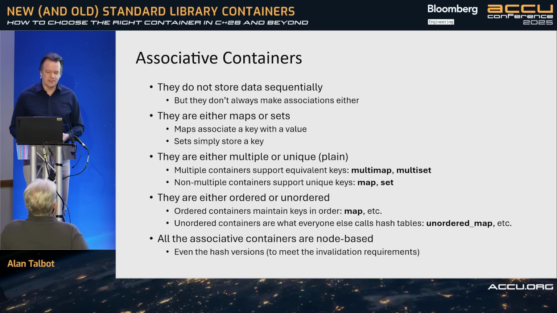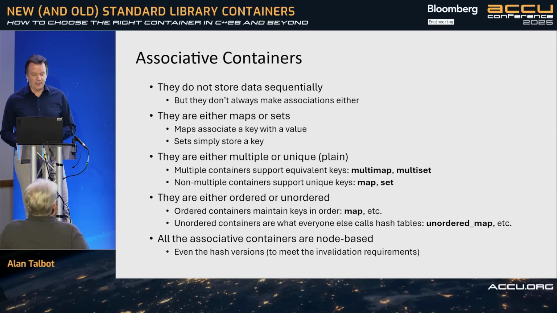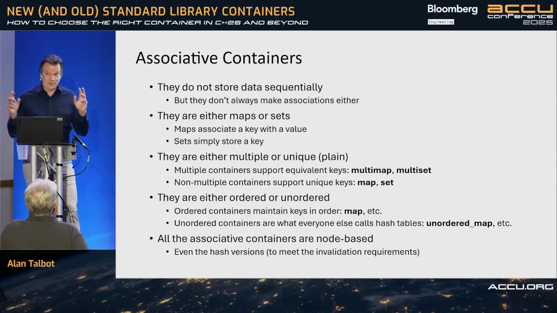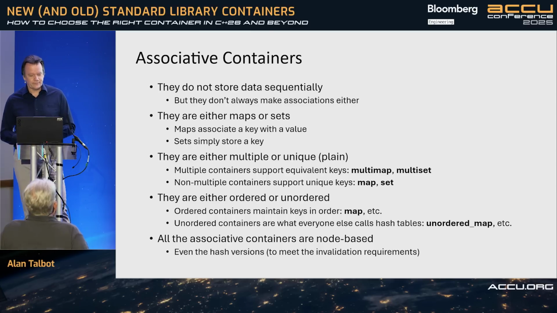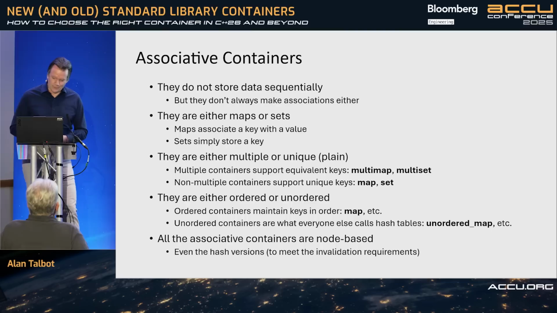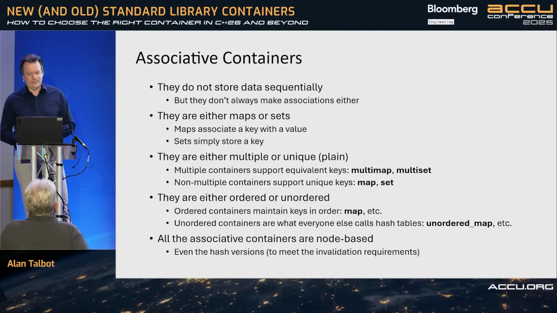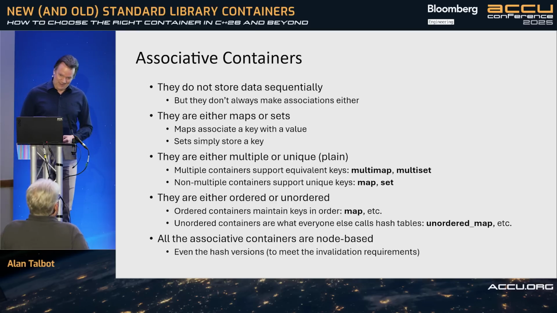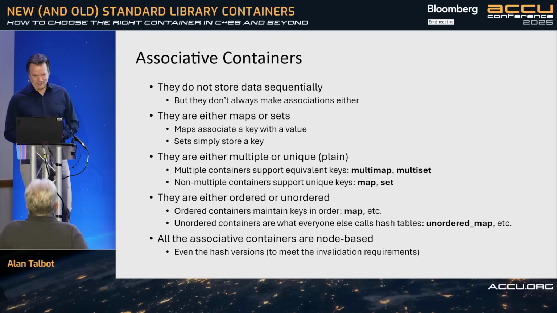We've got maps and sets. Maps store a key and a value, sets just store a key. We've got the multi versions and the unique versions, or the plain versions. We've got ordered and unordered. Unordered, as I think John pointed out yesterday, is what everyone else calls a hash table. If you want to know why it's not called a hash table, go watch his talk yesterday. He described it quite well.